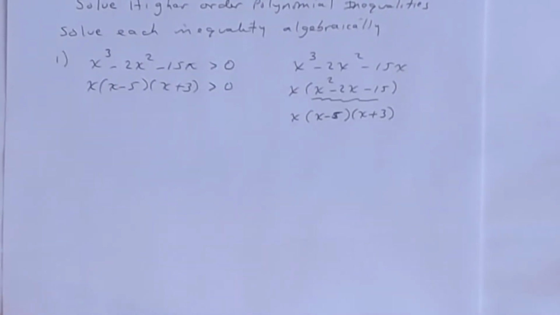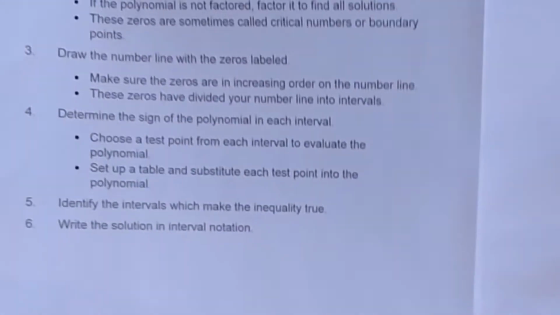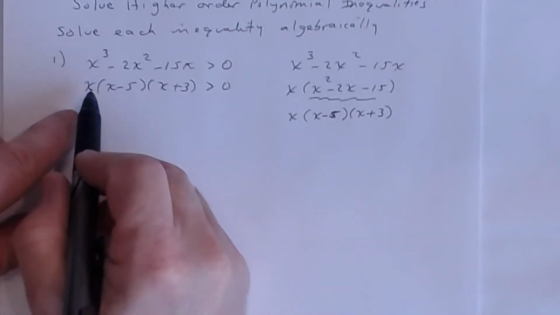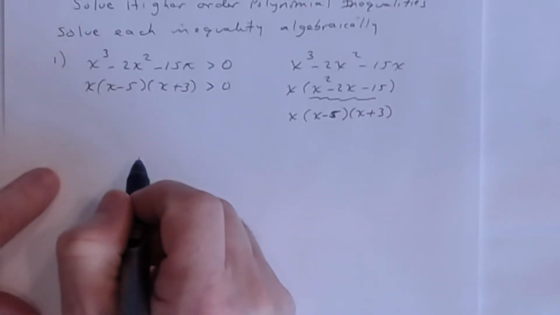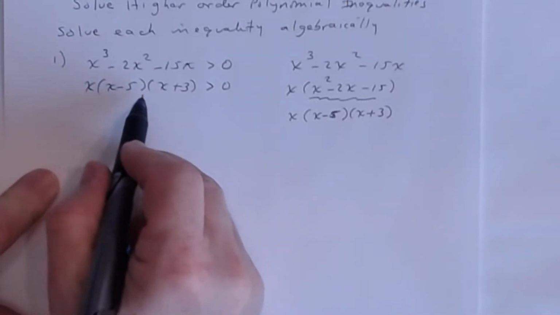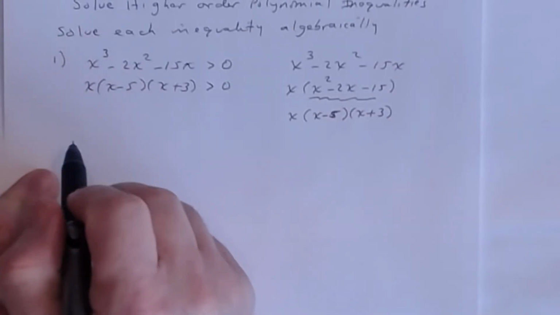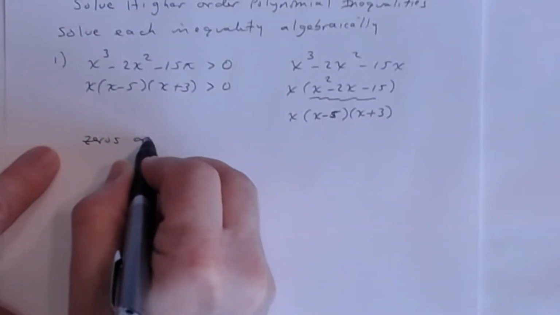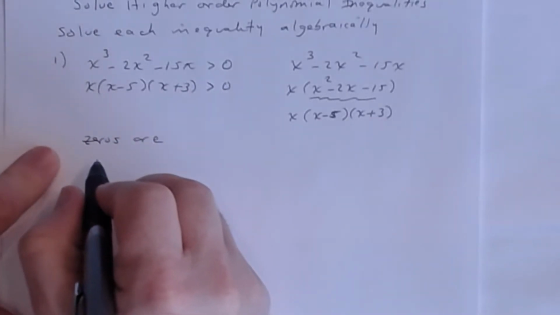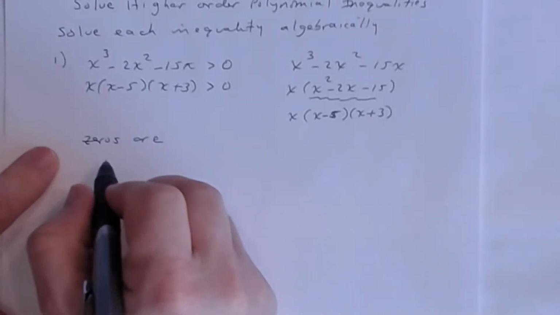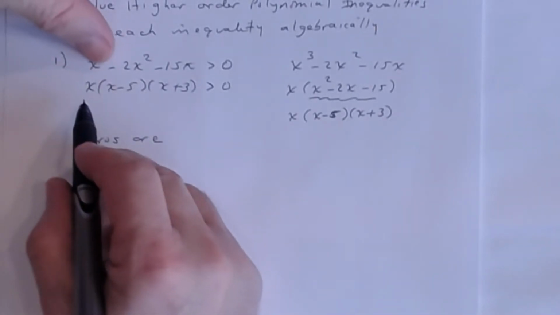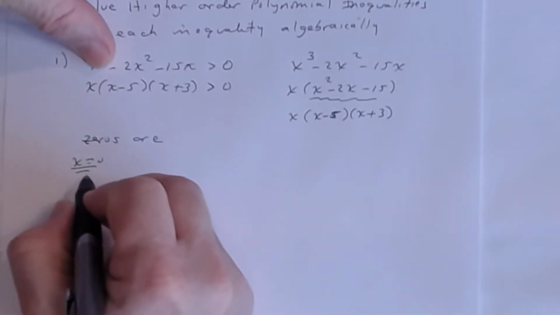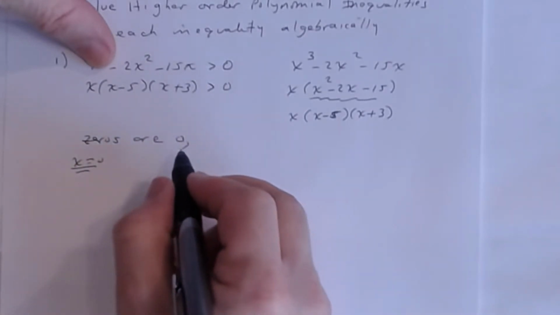Now the next thing you want to do, remember you're on that second step, is identify your zeros. To identify the zeros, we set each of these factors equal to 0. We want to find out what makes this left-hand side equal to 0. Your zeros are, and remember another word for zero, sometimes they'll use the word critical numbers, sometimes boundary points. If I set each of those factors equal to 0, I get x equals 0. That's our first factor, so x is already by itself. So 0 is one of my zeros.